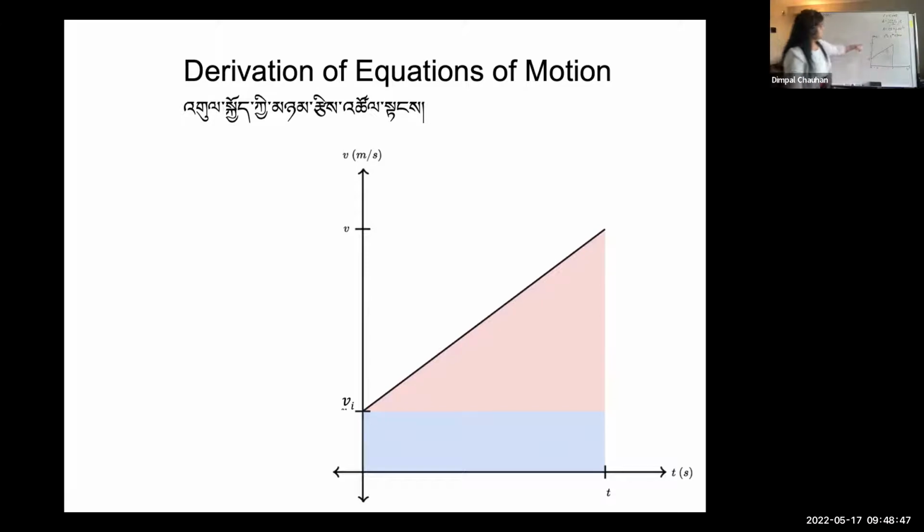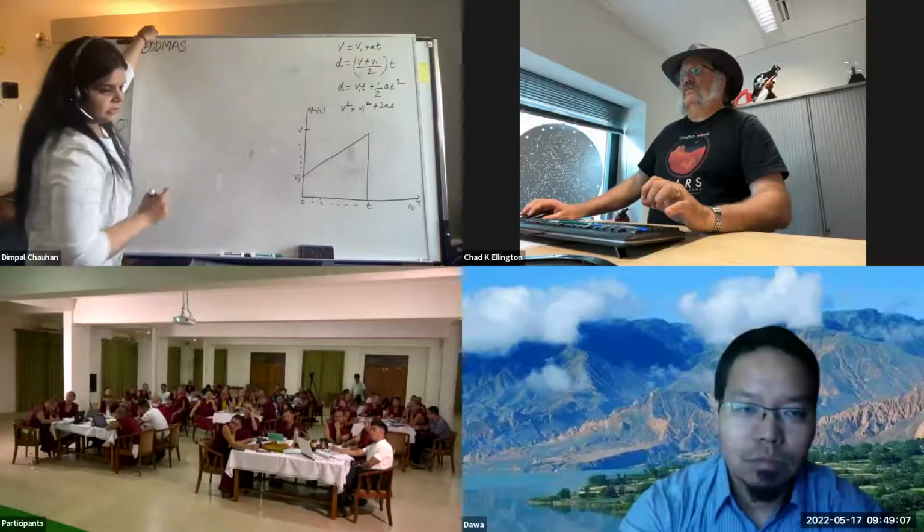So this is the initial velocity. This is the final velocity here, which is v at any time t. So let's derive the first equation, which is v equals vi plus at. Now, how do I get the velocity and how do I do it? It's very simple. What is the formula for acceleration? The first one.